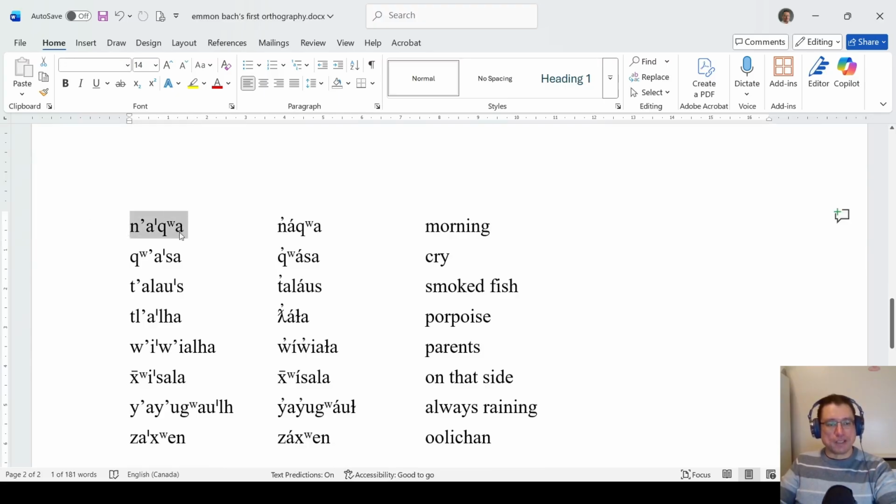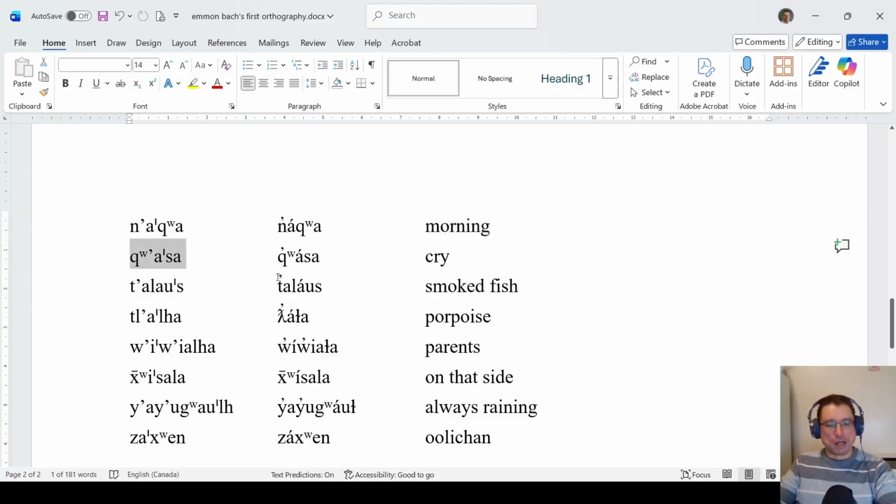Then we have nakwa. So you can see that this word is a little bit longer due to the modifiers coming after the letters. And in the hybrid orthography and Emmon Bach's second orthography, you have them on top of the letters. So nakwa means morning.